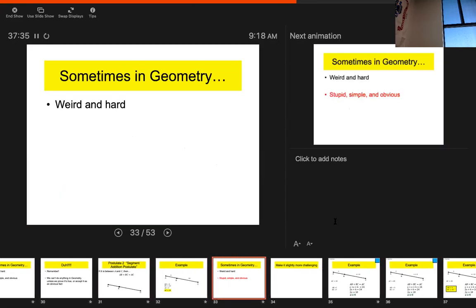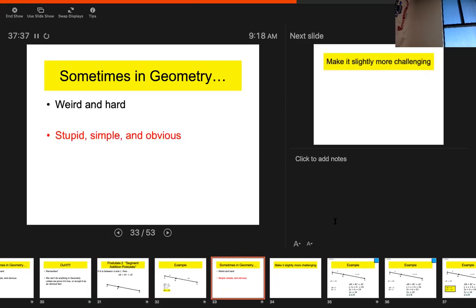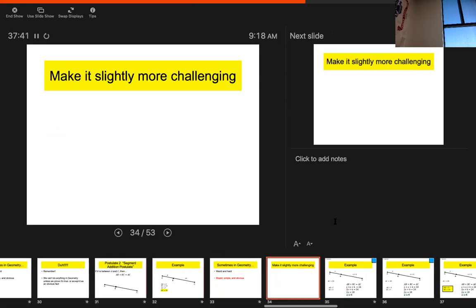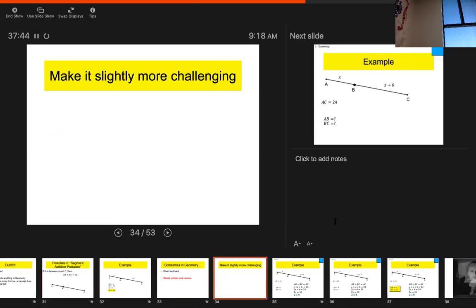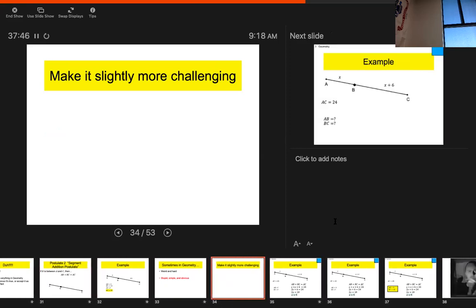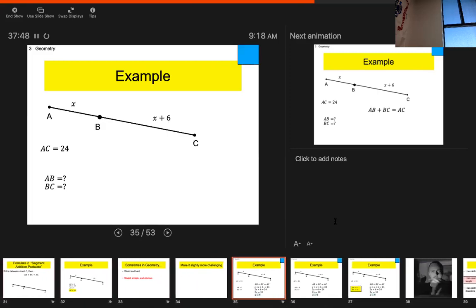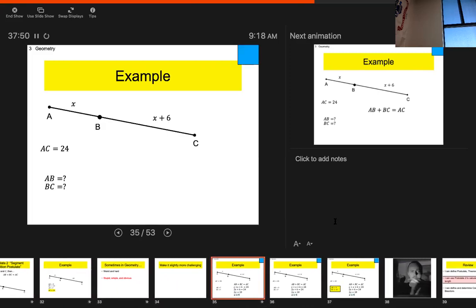Sometimes in geometry it's weird and hard. Sometimes it's stupid, simple, and obvious. That one is stupid, simple, and obvious. Right? To make it slightly more challenging, what will they do? They'll throw variables in there. Check it out. It's the same problem, just with variables.